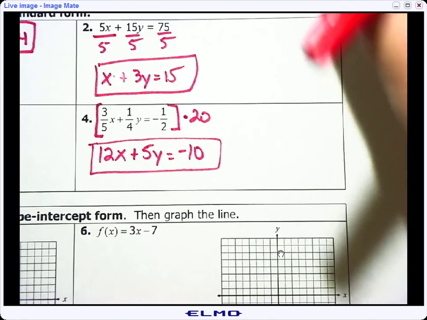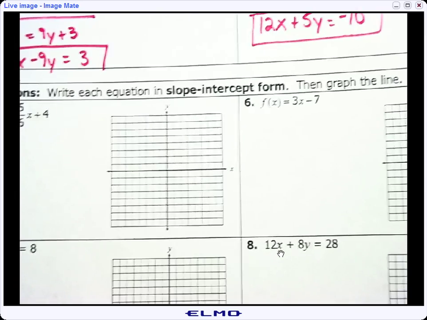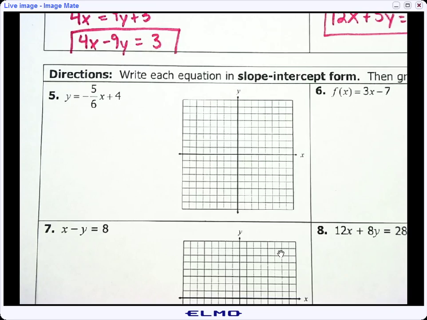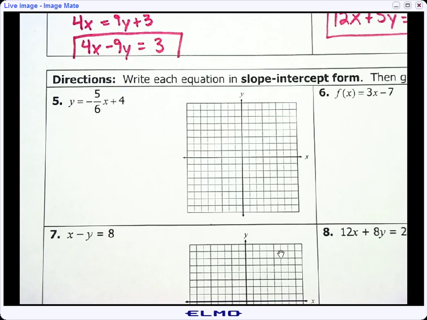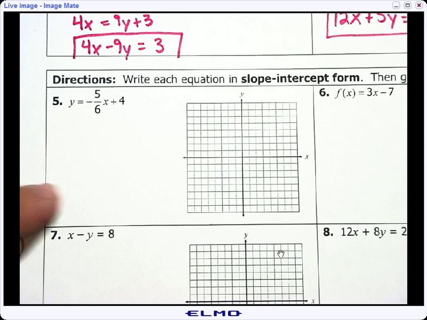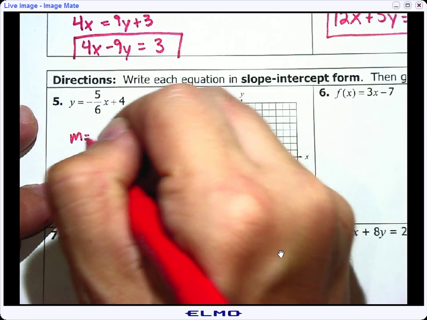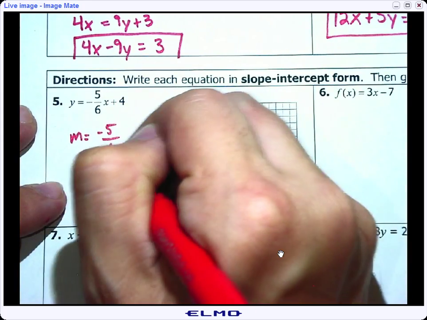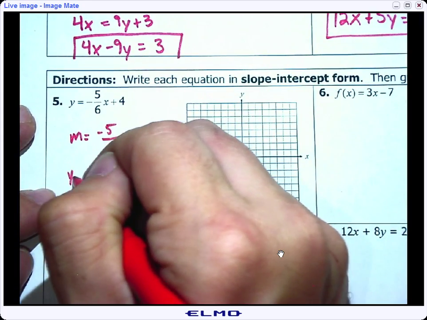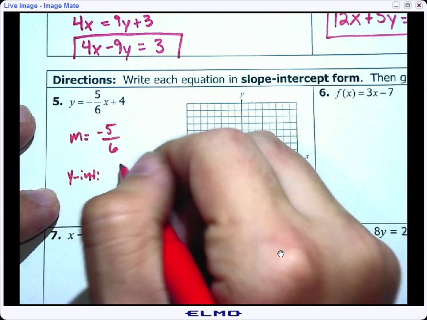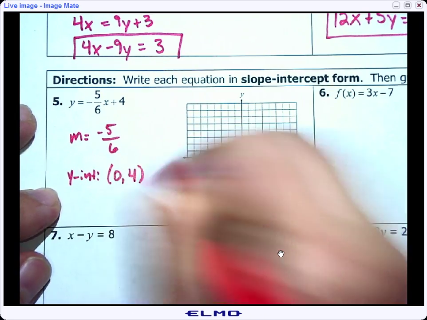All right, 5 through 10, I'm asked to put the equation in slope-intercept form and then graph the line. All right, number 5 is already in slope-intercept form. My slope is negative 5 over 6, and my y-intercept is at 0, 4.